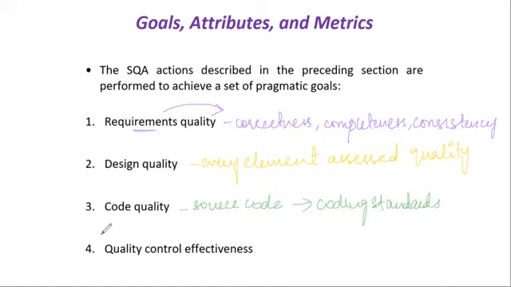The next one is the quality control effectiveness. Now, within this quality control effectiveness, a software team is going to check all the resources in such a way that everything gives a high quality result. Each and every resource is going to be checked so that it achieves a high quality result.